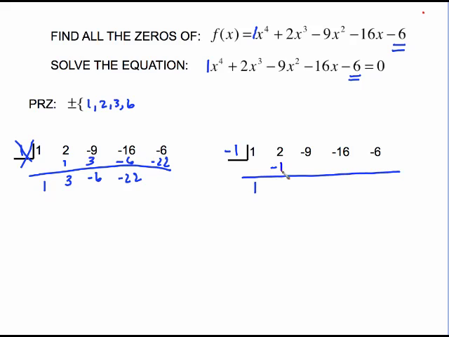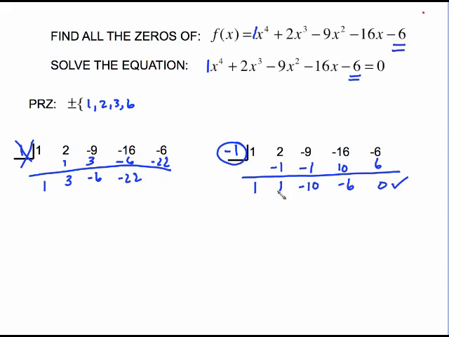Negative 1 times 1 is negative 1, add and get 1. Negative 1 times 1 is negative 1, gives me negative 10. Negative 1 times negative 10 is positive 10, which gives me negative 6. Negative 1 times negative 6 is positive 6, which gives me 0. So that's great. We have found one zero, or one root.